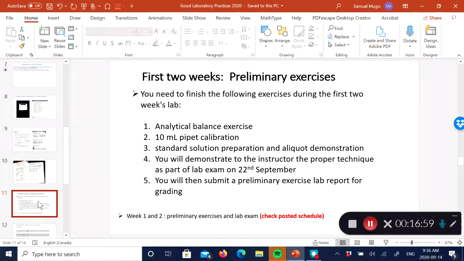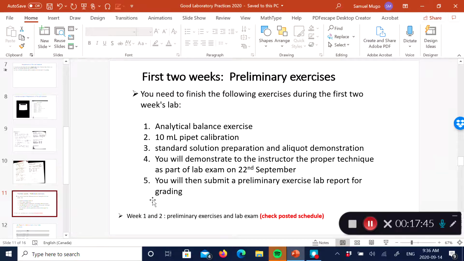Just to remind you again, the first 2 weeks of the labs will be the preliminary lab exercises, to make sure that you can do volumetric and gravimetric tests appropriately, and that you've got the right skill in doing the classical methods of sample preparation. You're going to do the analytical balance exercise, calibrate the glassware, and do things like standard solution preparation. You're going to practice how to take an aliquot using a pipette. And you're going to do a lab exam as well, related to demonstrating those skills. That's going to be next week on Tuesday.